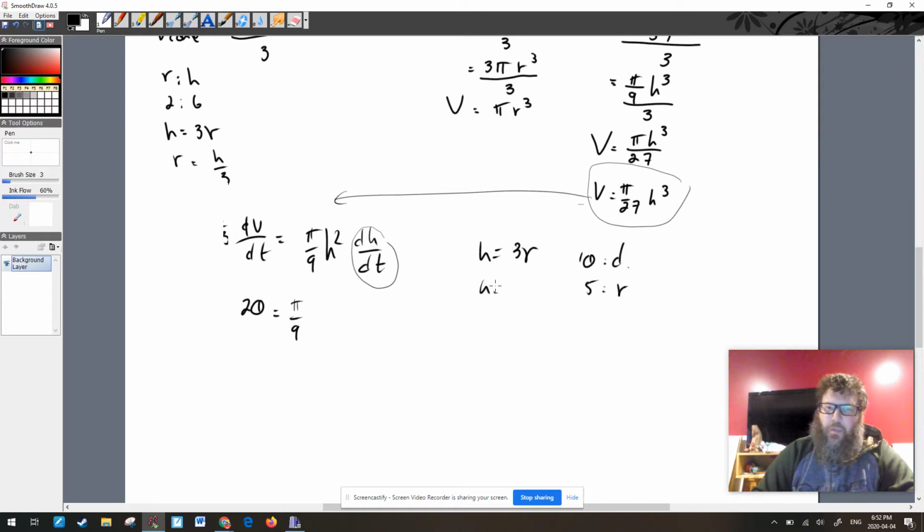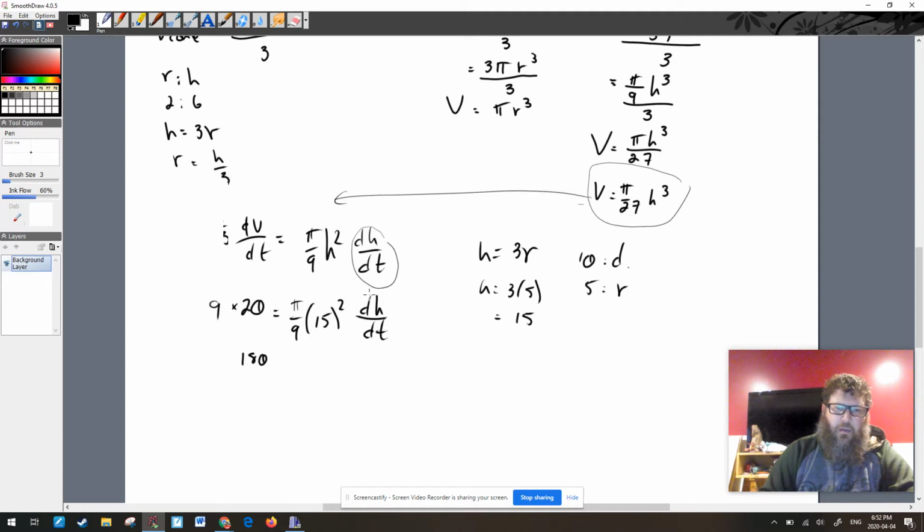So I can go back here and we can say h is going to be 3 times 5. So the height is 15. So I can take that back into here and say, okay, this is going to be 15 squared dh by dt. So I'm going to multiply both sides by 9 just to clean this up a little bit. So this is going to be 180. I'll make it explicit, I guess.